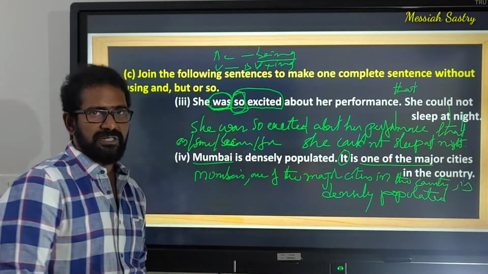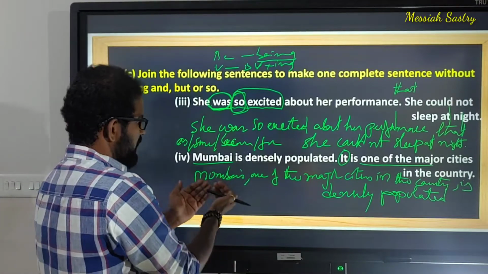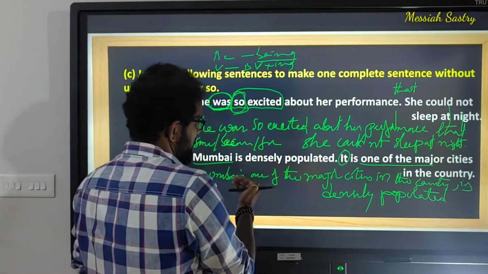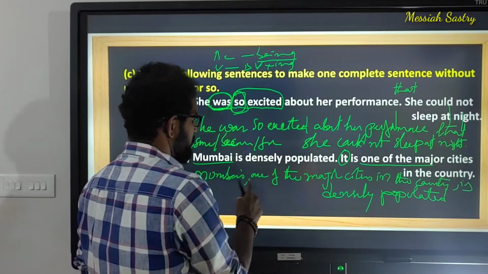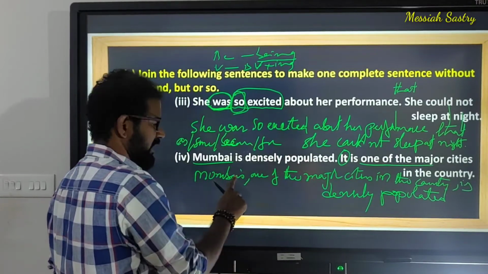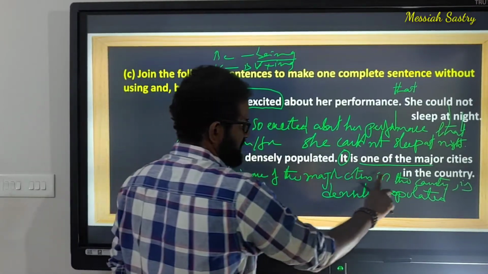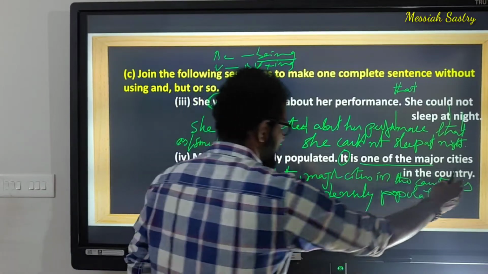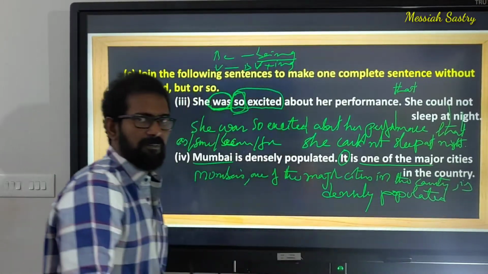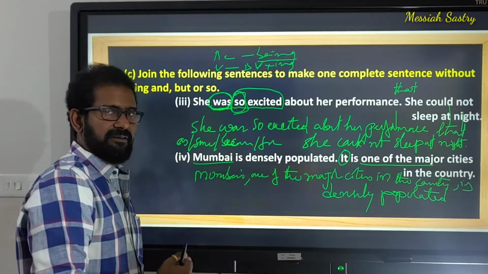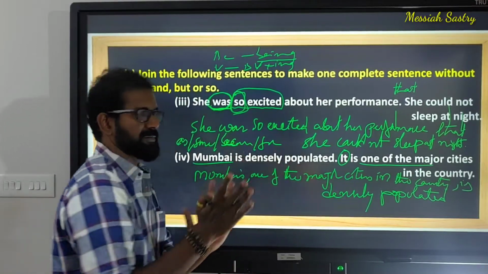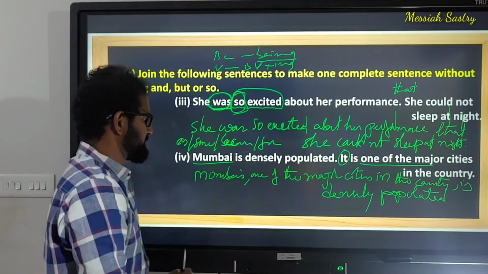We can also use a relative pronoun which. Mumbai, which is one of the major cities in the country, is densely populated. So we can use a relative pronoun. You can also here omit a relative pronoun, which can be omitted here.